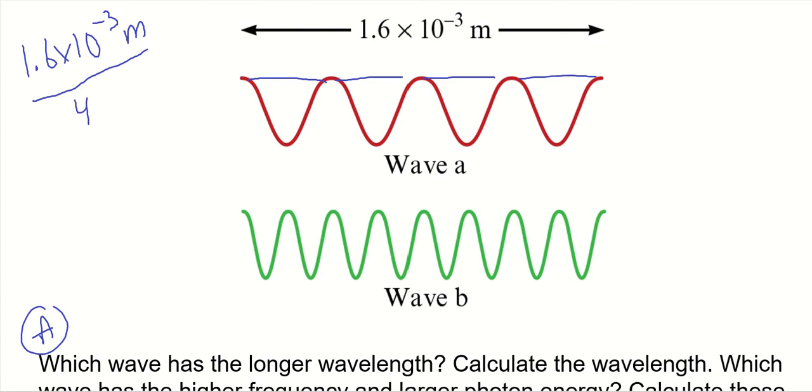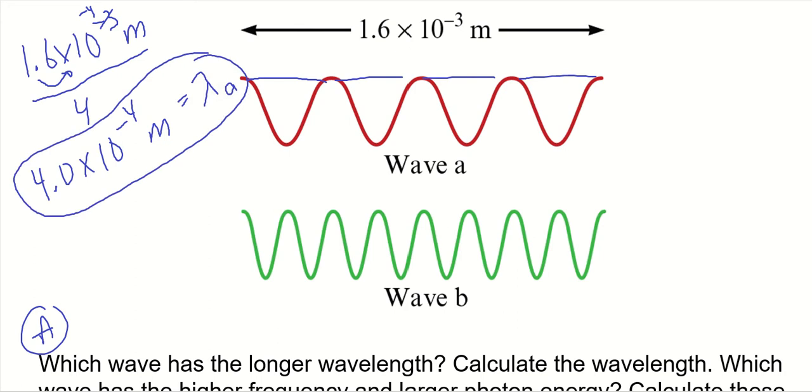We don't need a calculator because you see 4 goes into 16 4 times. So let's turn that into 16 by moving that decimal over once. That means we're going to lower the exponent, and so it's going to be 4 times 10. Hold on, let's get the sig figs here. 4.0 times 10 to the negative 4 meters is the wavelength of wave A.